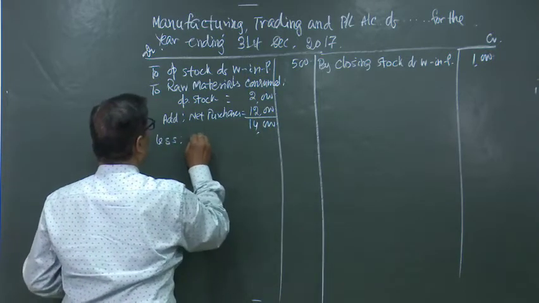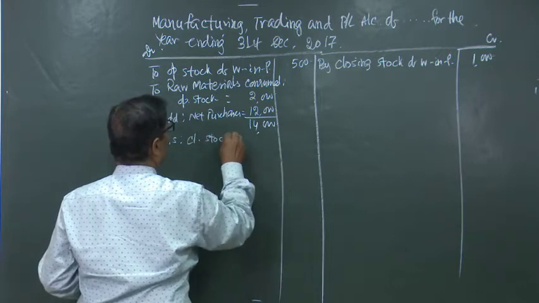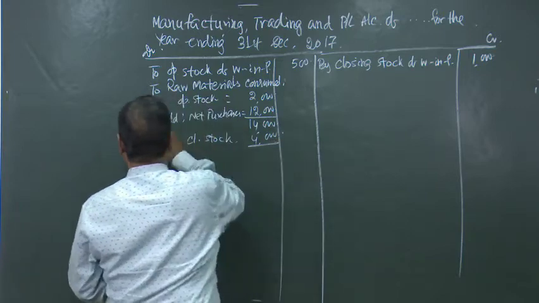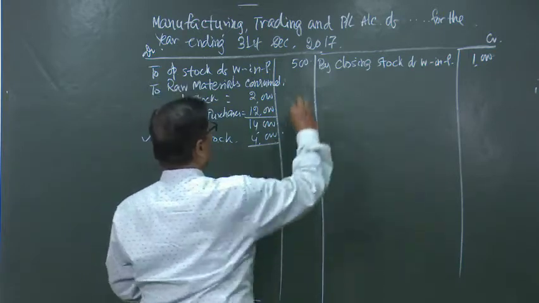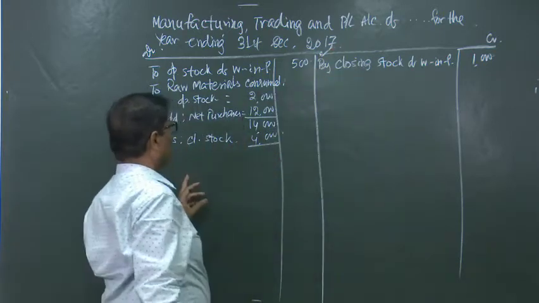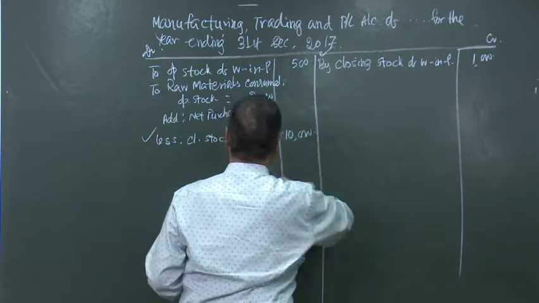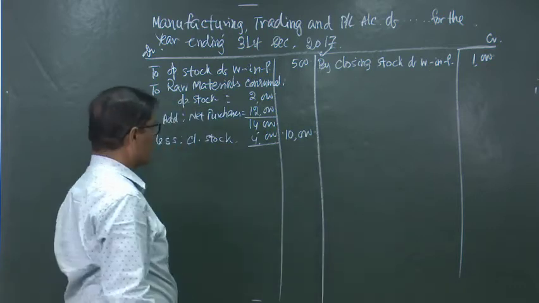less closing stock. Closing stock means closing stock of raw materials. Suppose 4,000. This will go to the balance sheet. 4,000. So, this is 10,000. Raw material consumed is 10,000.